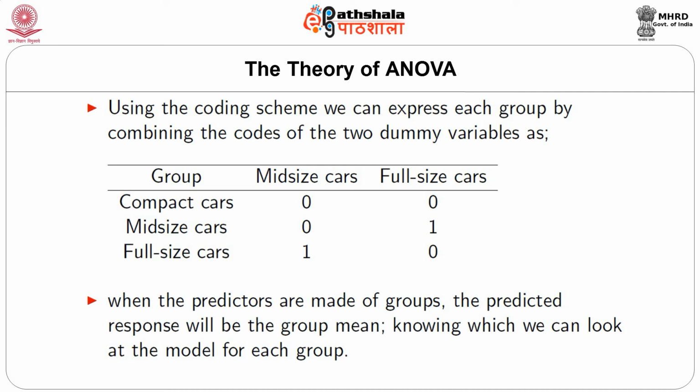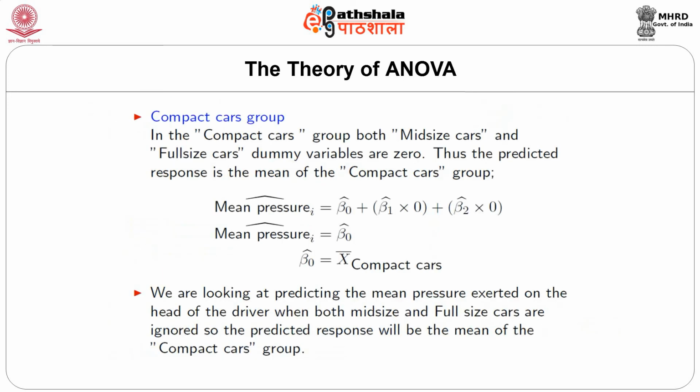When the predictors are made of groups, the predicted response will be the group mean, knowing which we can look at the model for each group. Here, when we talk about the model for each group, we do not mean the model of the car. Instead, we are talking of the statistical model which controls each group. Compact cars group. In the compact cars group, both mid-sized and full-sized cars dummy variables are 0. Thus, the predicted response is the mean of the compact cars group.